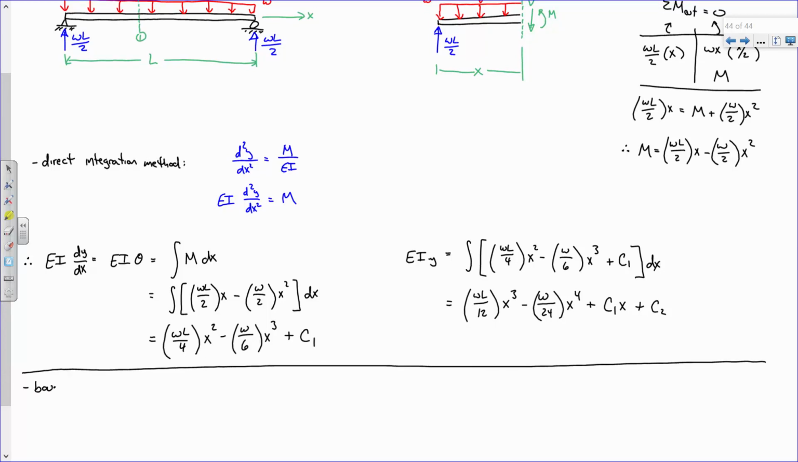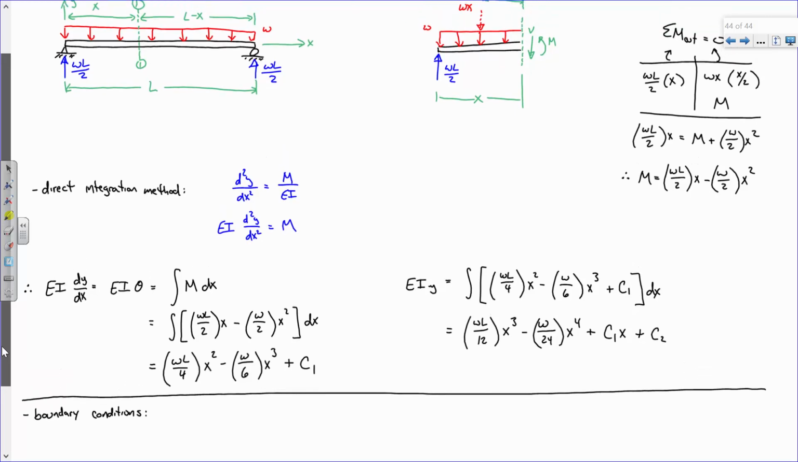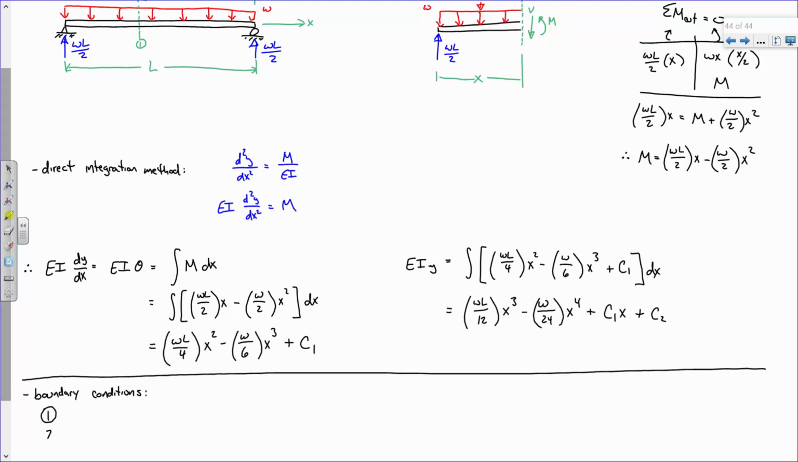Boundary conditions. I propose that right here is where x equals 0 at that left support. And at the right is where x equals what? L, right? Here's what I propose are my two boundary conditions. So, first off, we need two of them. Why do we need two of them? Because we have two constants, okay?